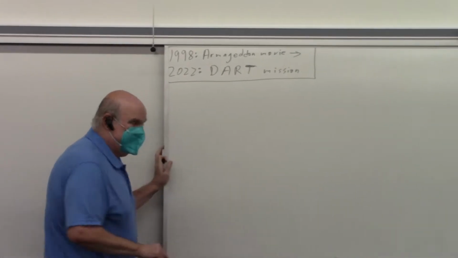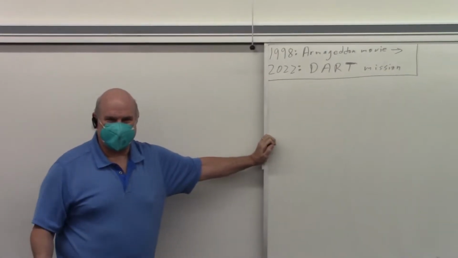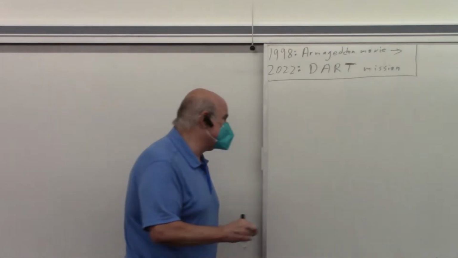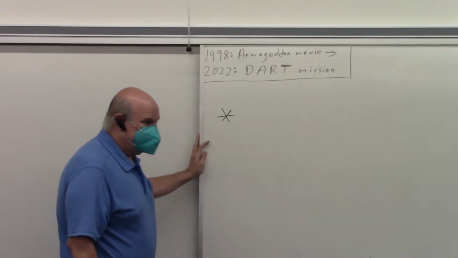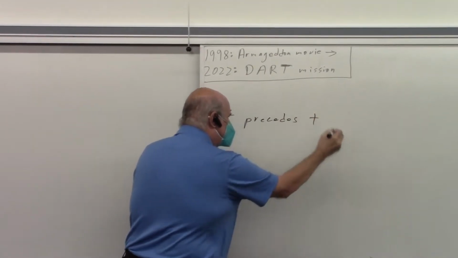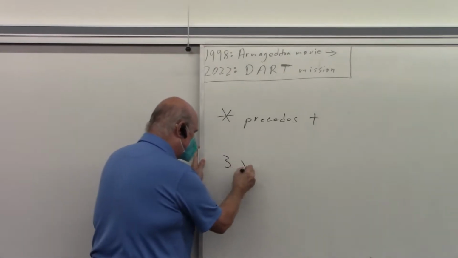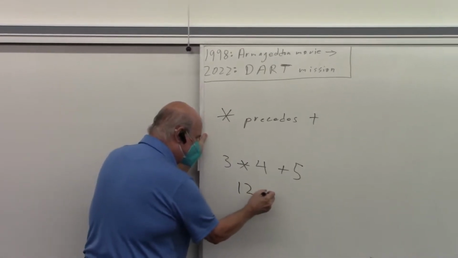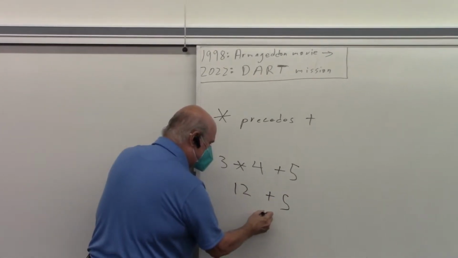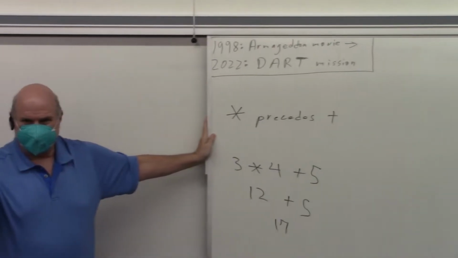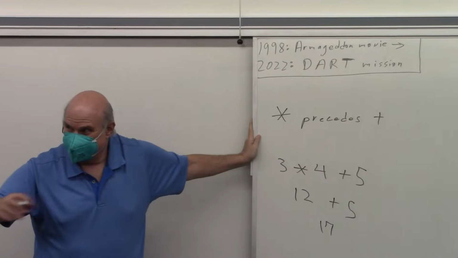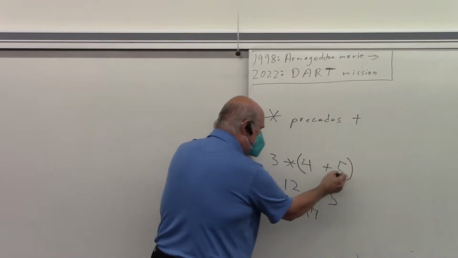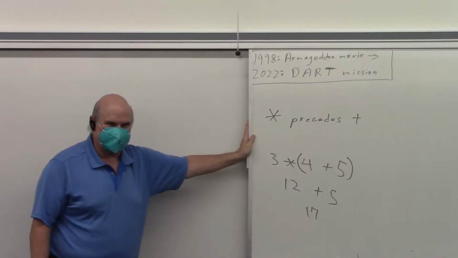Operator precedence. For the most part, forget about operator precedence. Use parentheses. For instance, multiplication precedes addition. So multiplication takes precedence: 3 times 4 becomes 12, and then the 5 is added and you get 17. That's just a mathematical convention for a very long time. But if you wanted to do something else, all you got to do is use parentheses. Then that 4 plus 5 is going to occur first.